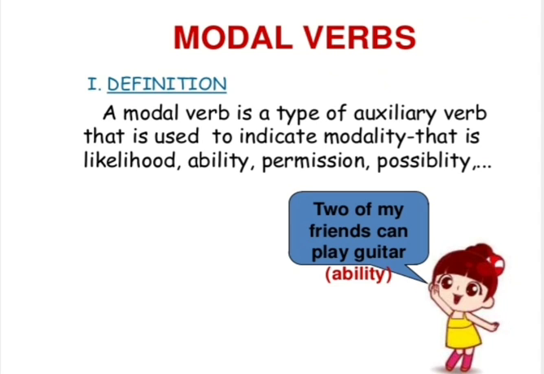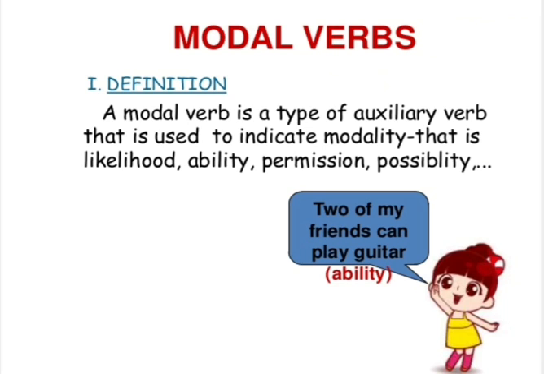Let us see first the definition of modal verbs. A modal verb is a type of auxiliary verb that is used to indicate modality, that is, likelihood, ability, permission, possibility. Two of my friends can play guitar. Now, friends can play guitar, it is the ability. Here, the verb can, that is the modal auxiliary can, is showing the ability of the person.